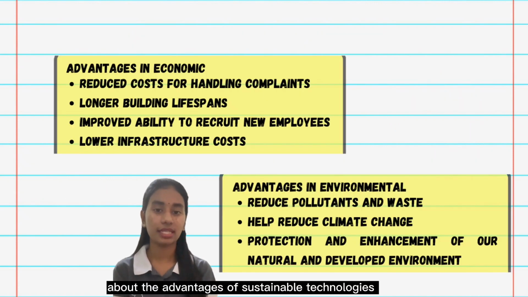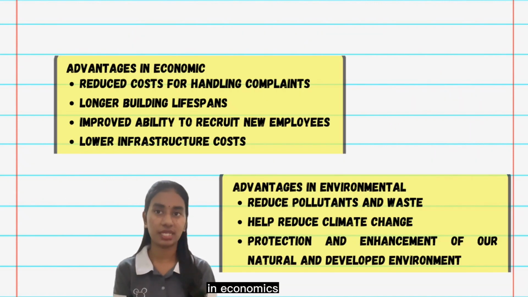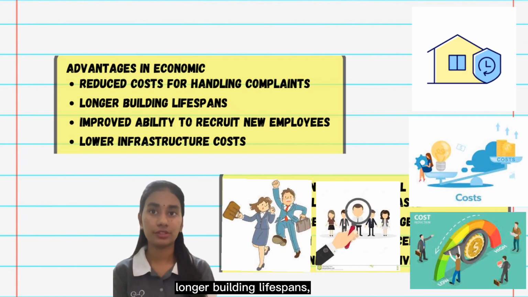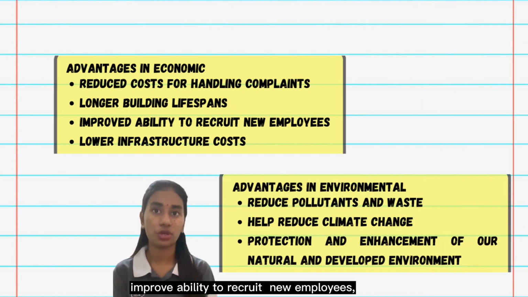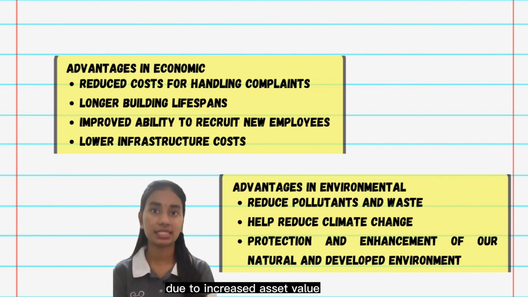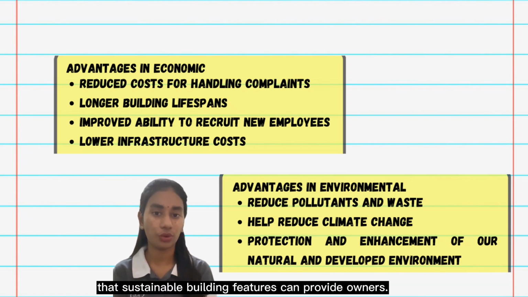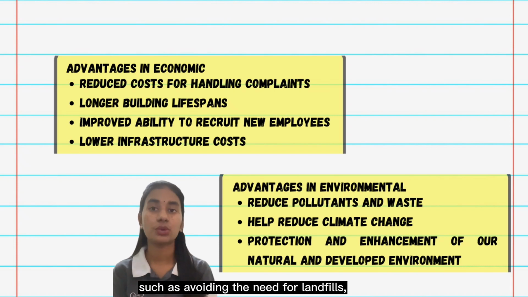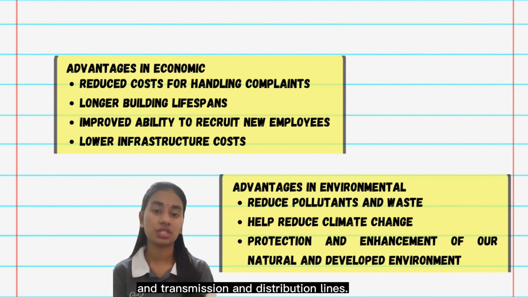Now, I would like to explain the advantages of sustainable technologies in economics. Sustainable construction can benefit society and the building owner in an indirect way. Reduced cost for handling complaints, longer building lifespan, improved ability to recruit new employees, shorter project permitting timelines, and lower project permitting costs due to increased asset value are just a few of the financial advantages that sustainable building features can provide owners. Economic benefits from sustainable building include decreased air pollution damage costs and lower infrastructure costs, such as avoiding the need for landfills, wastewater treatment facilities, power plants, and transmission and distribution lines.